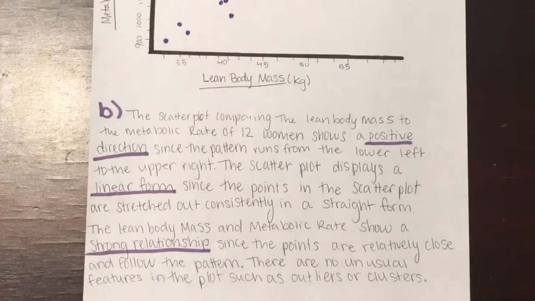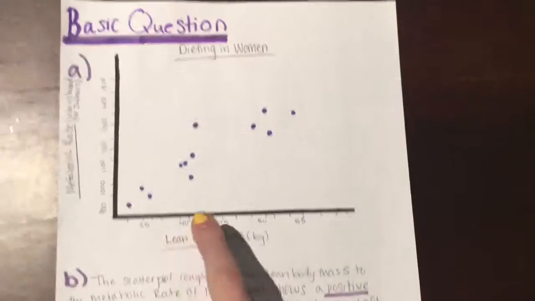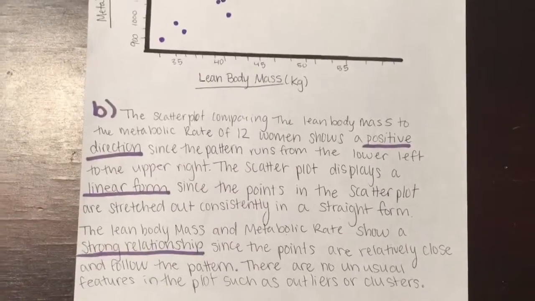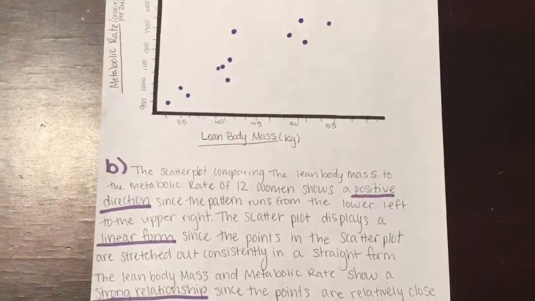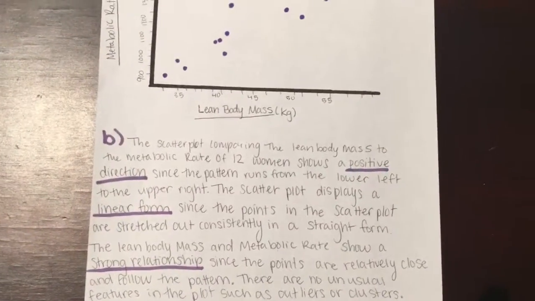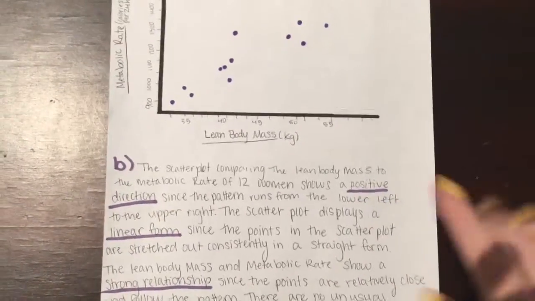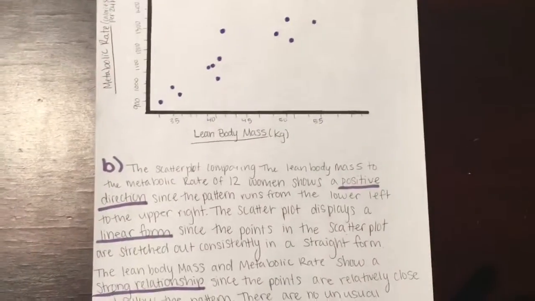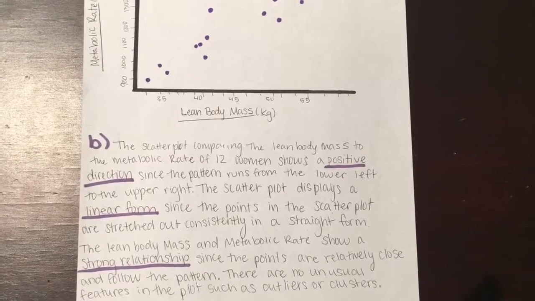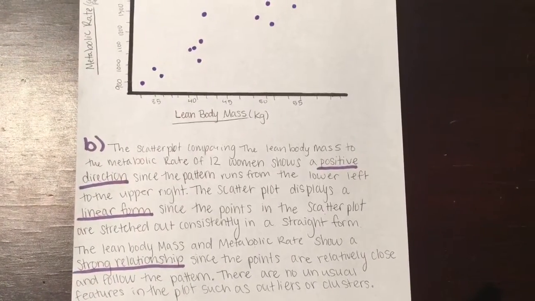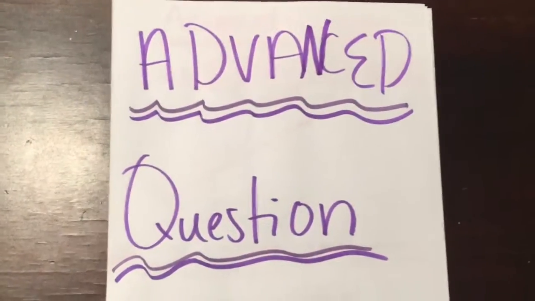The scatter plot comparing the lean body mass to the metabolic rate of 12 women shows a positive direction, since the pattern runs from the lower left to the upper right. The scatter plot displays a linear form, since the points are stretched out consistently in a straight form. The lean body mass and metabolic rate show a strong relationship, since the points are relatively close and follow the pattern. Okay, now on to the advanced question.